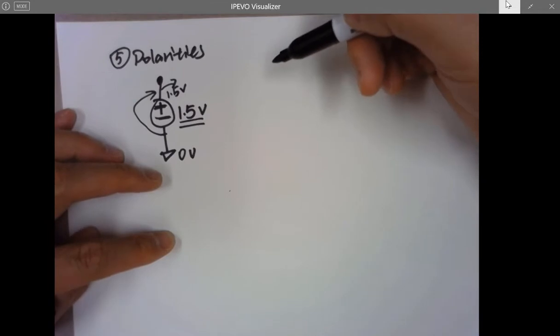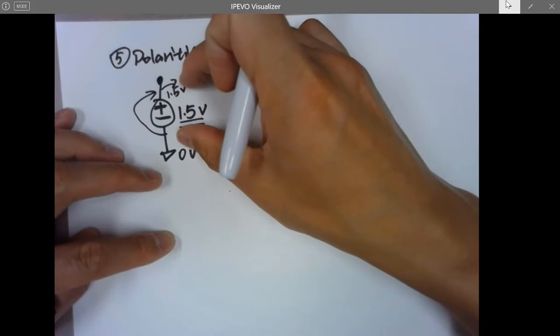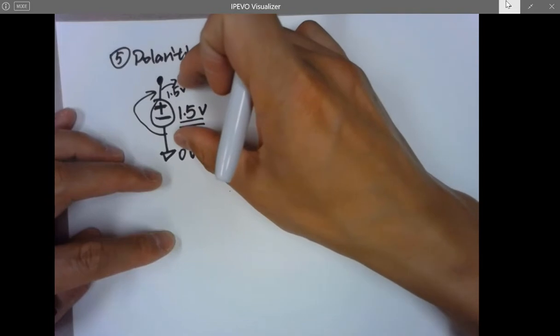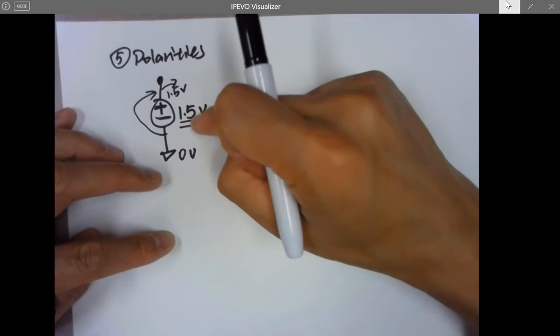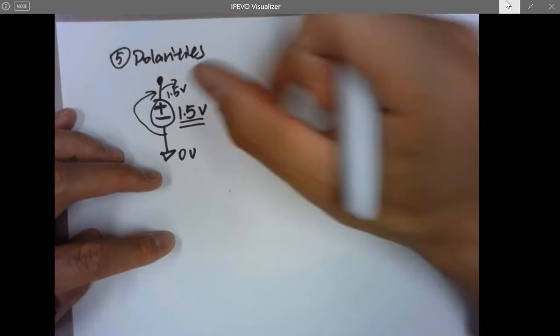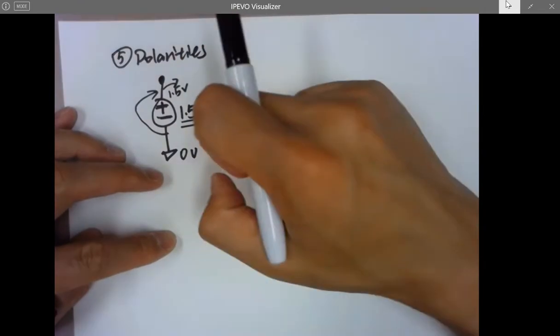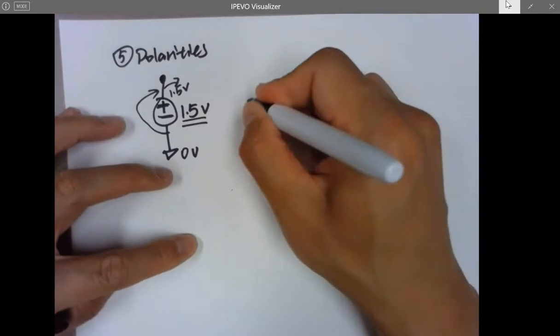So the voltage at this metal piece is 1.5 volts compared to the ground, right? Or you can say the voltage difference between these two terminals is 1.5 volts. Keep in mind, the voltage difference between these two terminals is 1.5 volts because the battery forces the difference between these two terminals to be 1.5 volts. That's defined by the battery. Okay, let's look at another example.